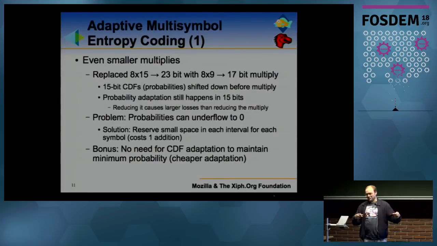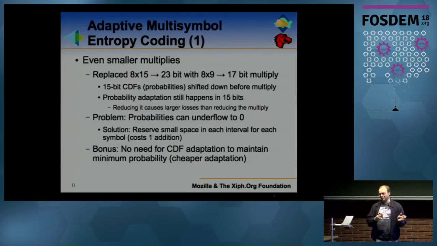So what we do is essentially inside the entropy coder itself, we reserve a little bit of space for every symbol, so none of the probabilities actually go to 0. This is about as complex to do as our previous method of updating the CDFs and making sure none of the 15-bit probabilities went to 0. But as a bonus, it means we now actually don't care if any of those 15-bit probabilities go to 0, because we'll just add this little bit of extra space. So we can stop doing the work there and do it inside the entropy coding engine itself. So that speeds up hardware and costs us basically nothing.